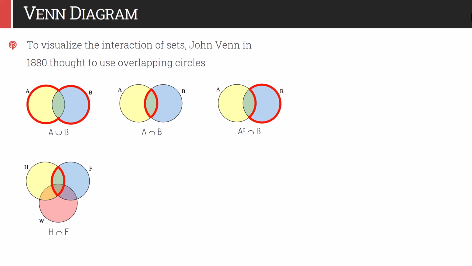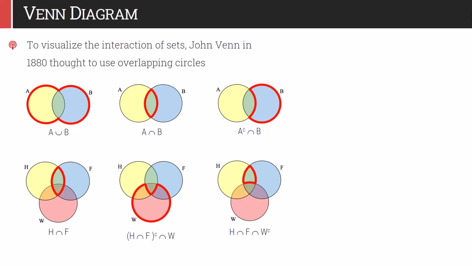If we have multiple sets, then also we can extend the concept of Venn diagram. For three sets H, F and W, H intersection F would be this region. H intersection F complement would be anything other than the output in the previous diagram, and that we are complementing, and we are taking the intersection with W. That is what's shown here in the red border. And for H intersection F intersection W complement, we will take the respective intersections, and what we'll get is just this much red region.